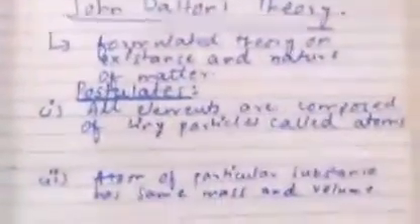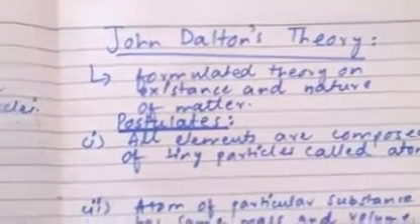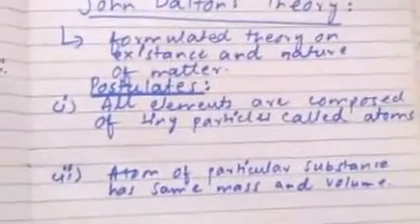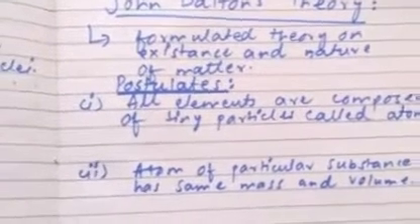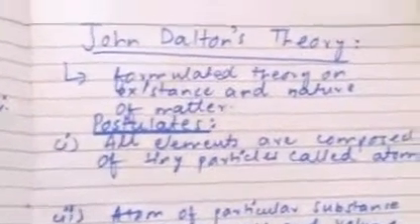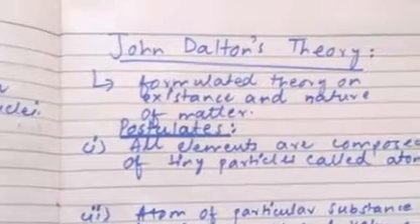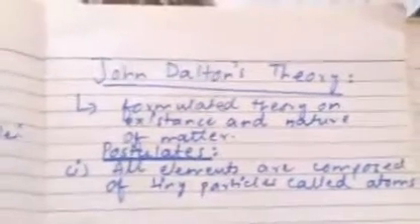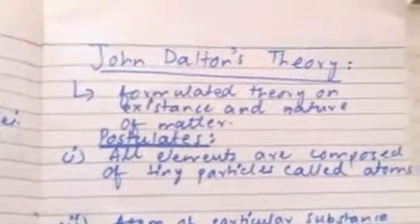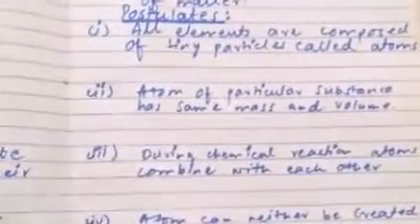And the next important postulate is John Dalton's theory. As you know, theories are tentative. John Dalton proposed a theory in 1803, and he formulated a theory on the existence and nature of matter: how matter exists and what its nature is. It may be solid, liquid, and gas, and what is its behavior. John Dalton proposed this theory in 1803, and these are his four postulates.